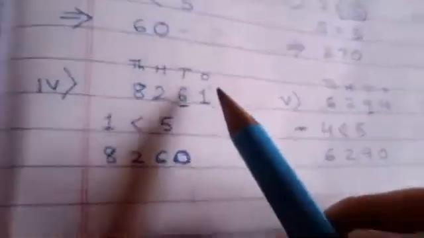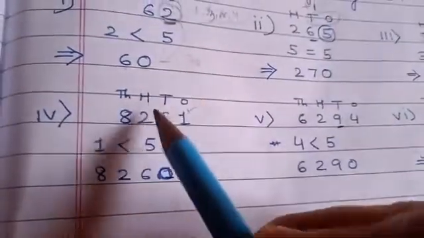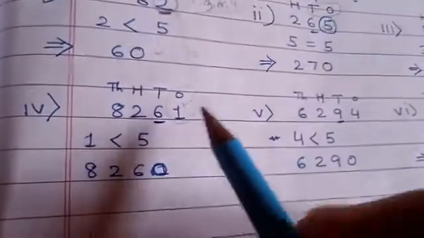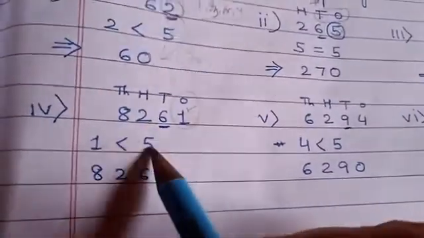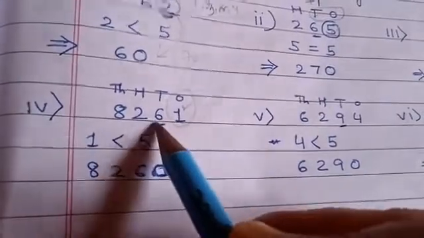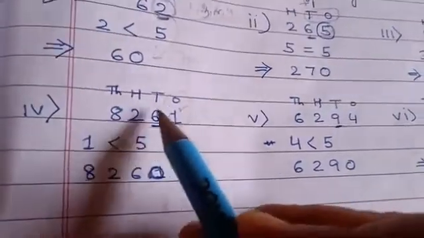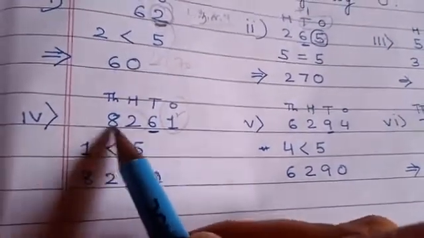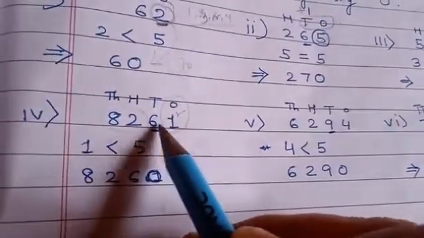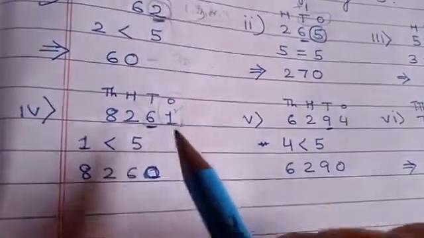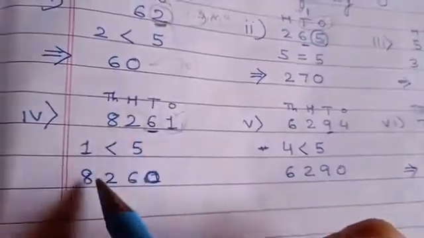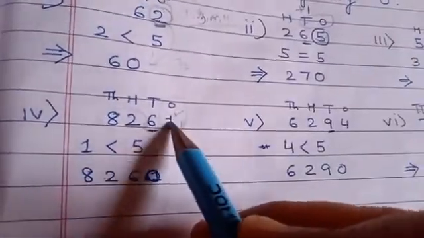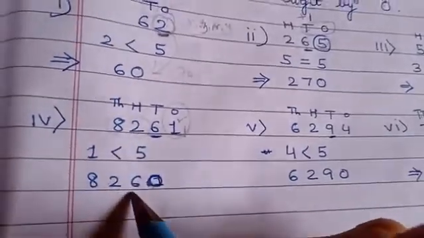Now, ones, tens, hundreds, thousands. The question is the same, round off to the nearest tens. So I have to check the digit at the ones place. 1 is less than 5, so 6 will remain as it is. So 8, 2 will remain. This won't change. 8, 2 will never change. Changes will be done only in these two digits, ones and tens. So 8, 2 as it is, and this 61 became 60. Why? This 1 is replaced by 0 and 6 remains 6.